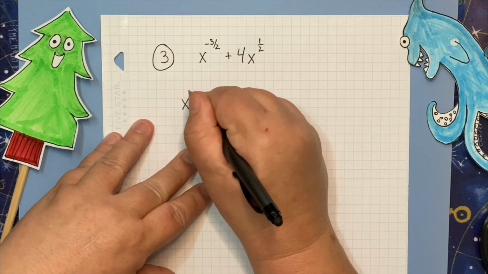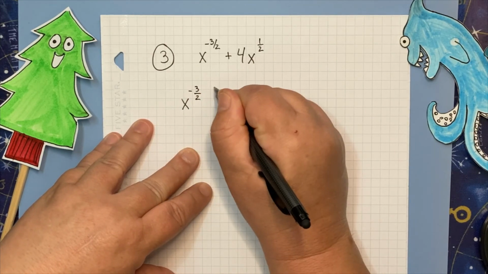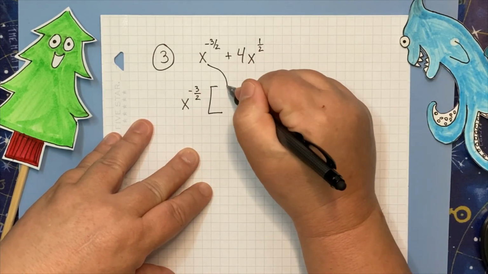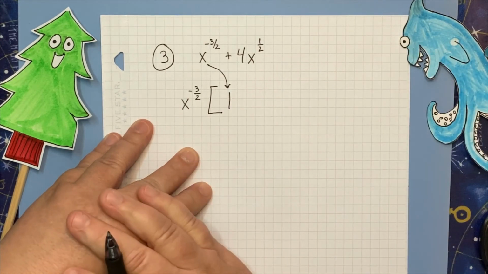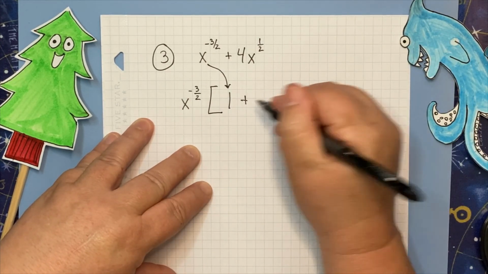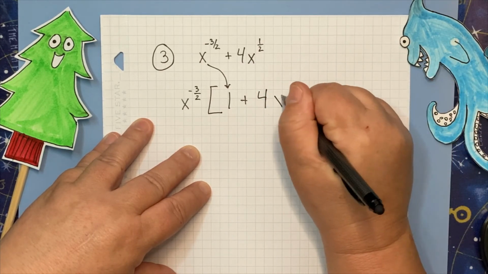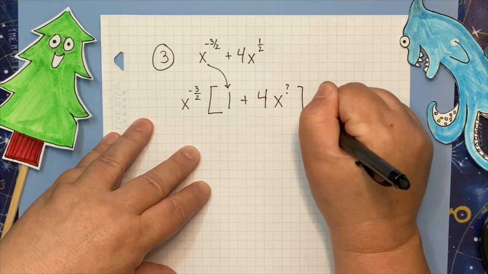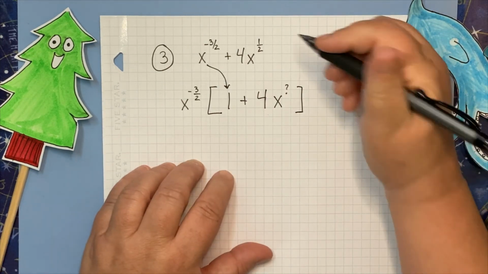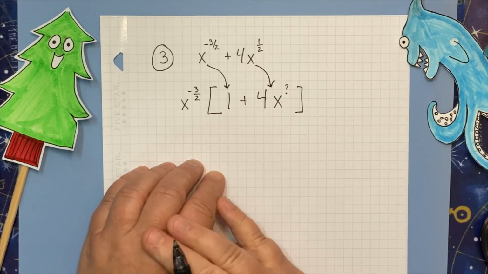So when I factor out x to the negative 3 halves, the first term I've factored out completely. Then there's a plus, then there's a 4, because there's a 4 there, and there's x to some exponent. We don't know what, and that's what this becomes.